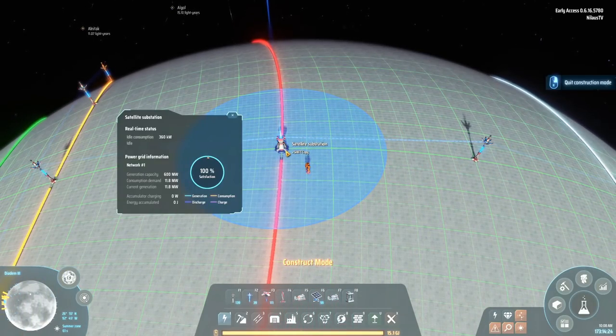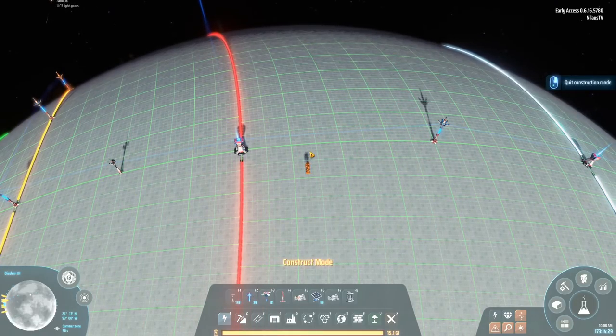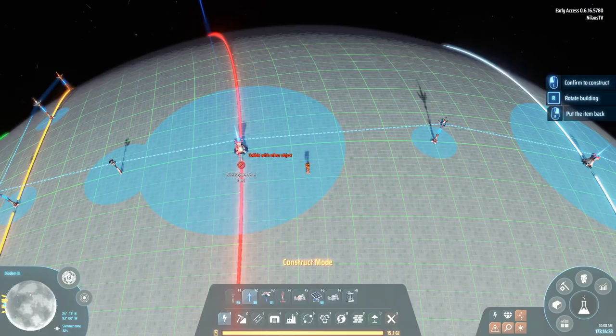Now we have a big satellite substation. That's what I use here. Of course, you don't have it in the beginning, so do something else, build more of these power poles. You can also build, like, that can be here, and then it has to be there, there, and there.